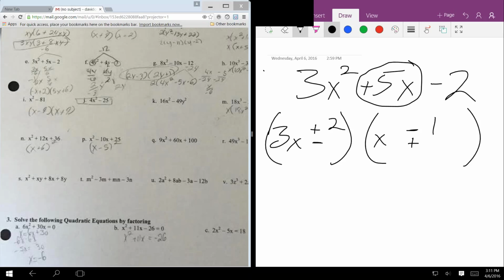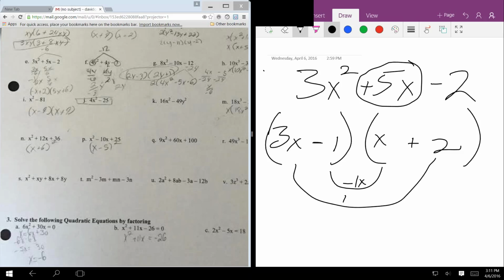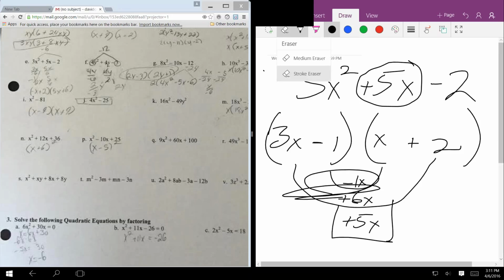No, they don't. If I have that and that, notice that the 2 is multiplying 3x, and the 1 is multiplying x. That produces minus 1x. That produces plus 6x. That gives you that middle term. That means that's the right choice. So that's the way that is factored.